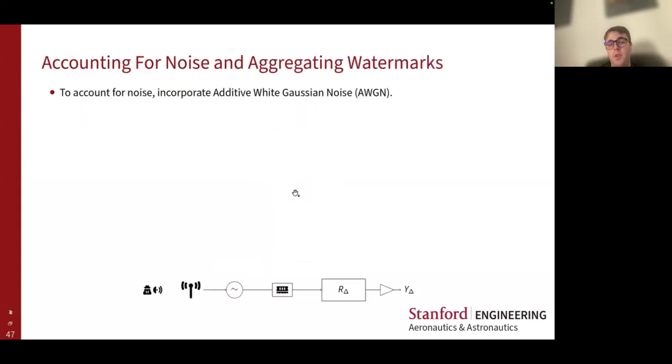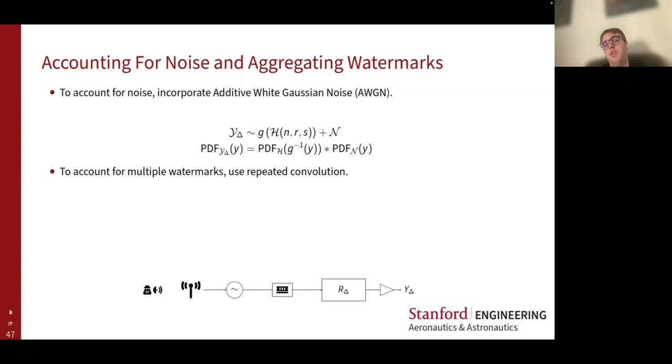With noise, we can incorporate the additive Gaussian noise. We can add the noise to the distribution with convolution, which means I can still compute the distribution. And when I look at multiple watermarks, I can use repeated convolution to compute. Let's say I'm looking at a whole second's worth of watermark, and my one second is composed of 1,000 individual watermarks. I can use convolution to compute the distribution even in that case. That's the important part here: I can literally compute the distribution induced by this watermark in the presence of an adversary.